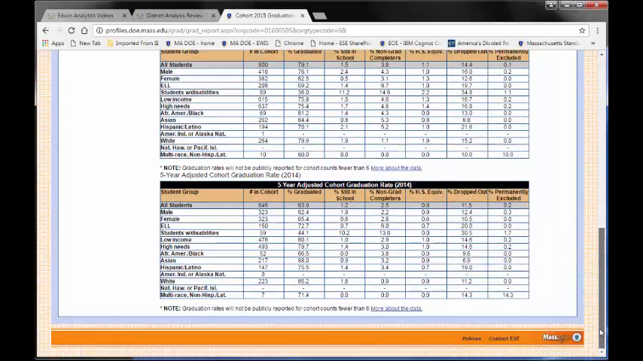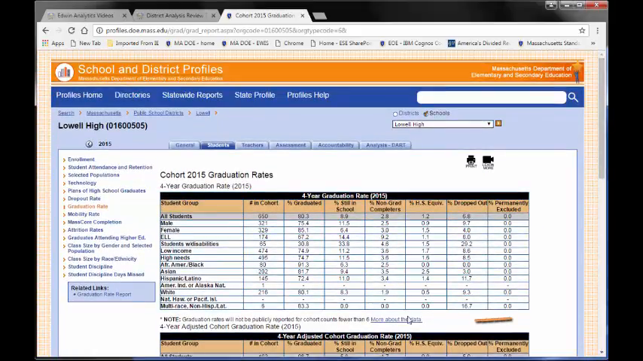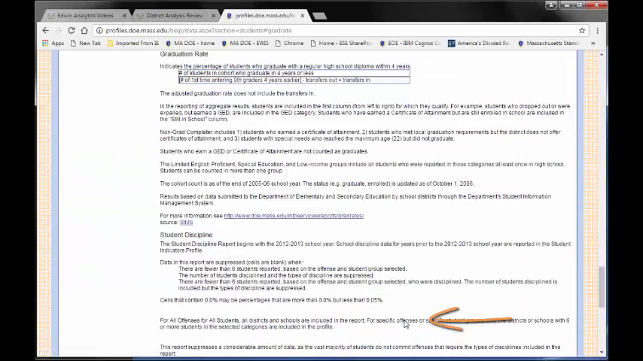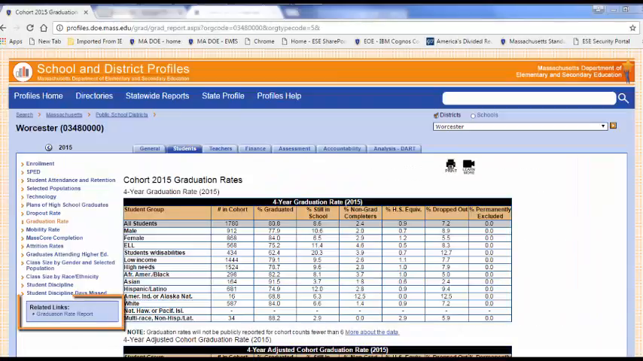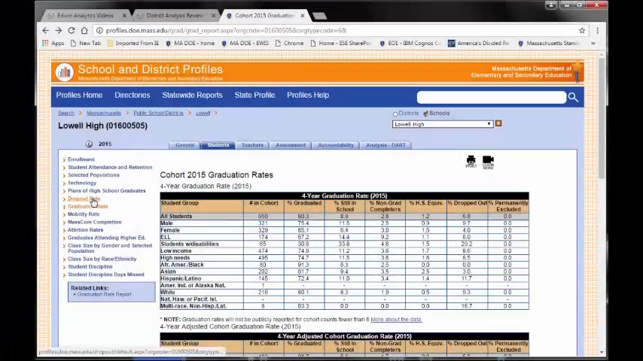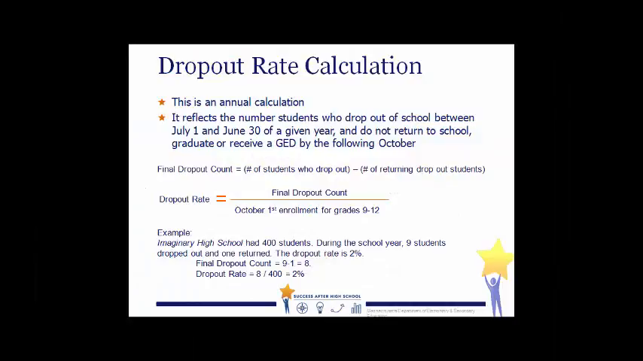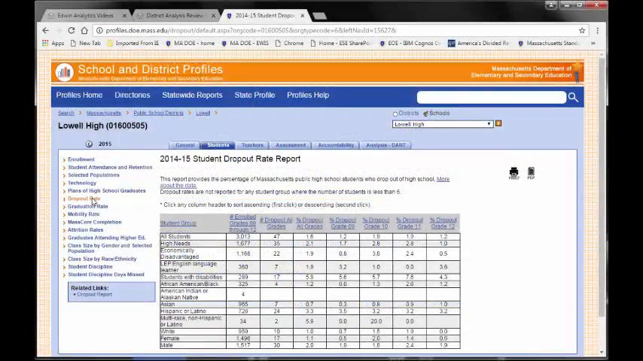We also include an adjusted version of the 4- and 5-year rates. These do not take into account the students who transfer into school after 9th grade. The various rates are explained in the More About This Data link. You may also be interested in the graduation report on the left. You can also look at dropout rates for your district or your school. This is an annual count of students who have dropped out of high school. In this case, here are the Lowell High School dropout rates.